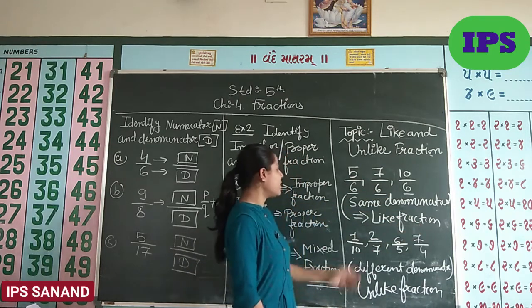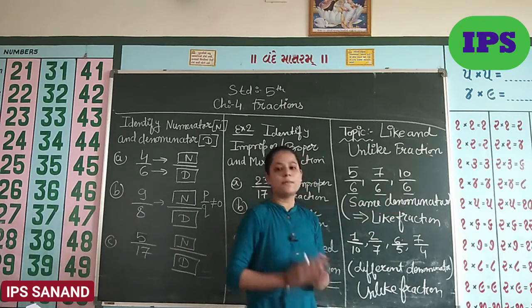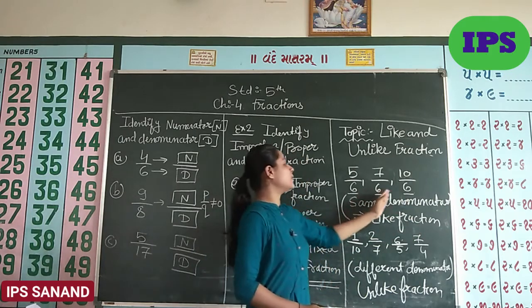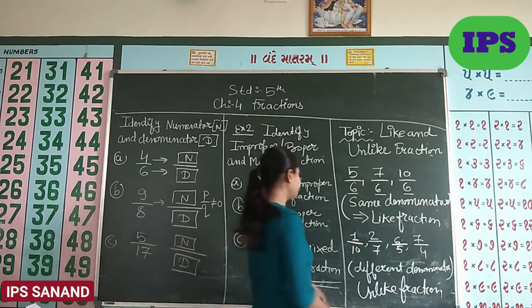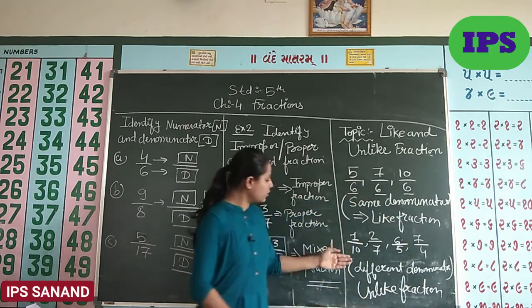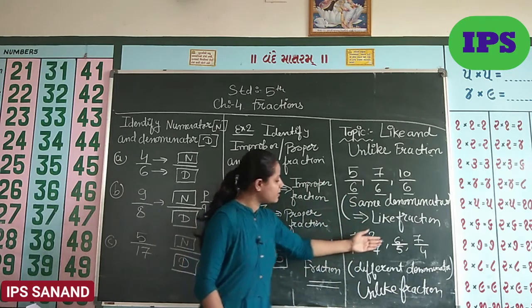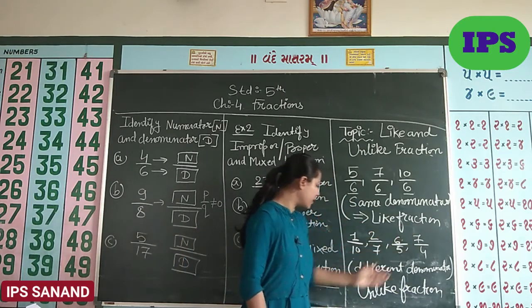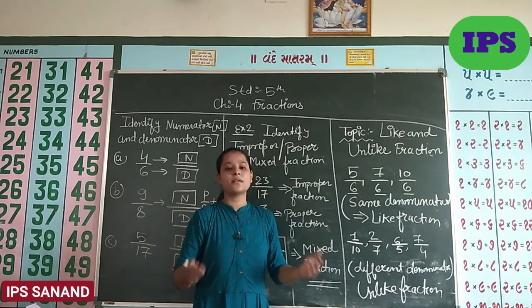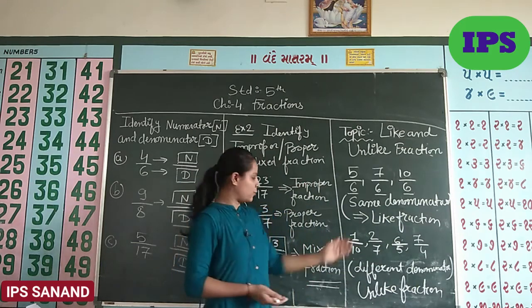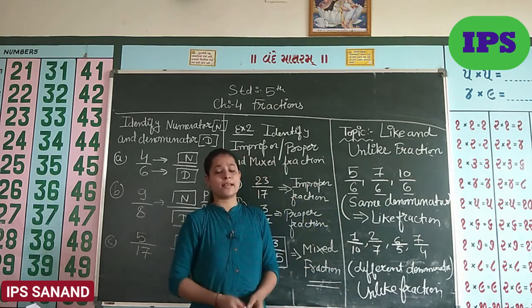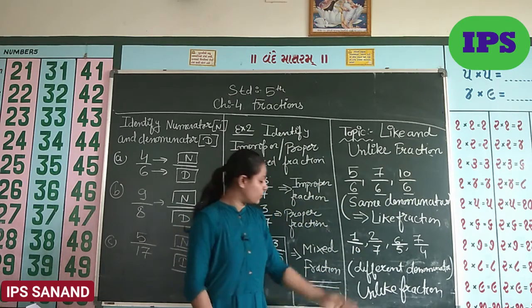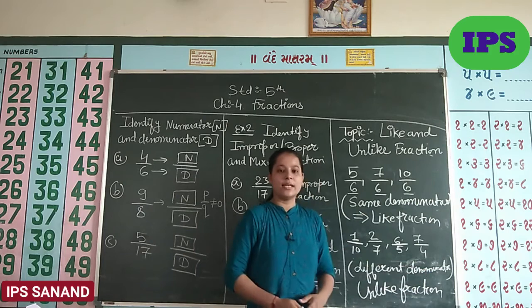When we see the same denominator, jab kabhi bhi hum same denominators dekhte hain, to wo hota hai like fractions. Uske baad aap yahan pe dekh sakte ho 1 by 10, 2 by 7, 6 by 5, 7 by 4. There is nothing common in numerator and denominator. Na numerator mein kuch common nazar aa raha hai, na denominator mein kuch common nazar aa raha hai. Agar aise fractions hote hain, to wo unlike fractions hote hain. Theek hai?